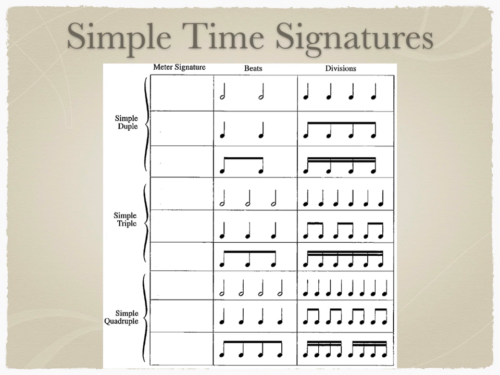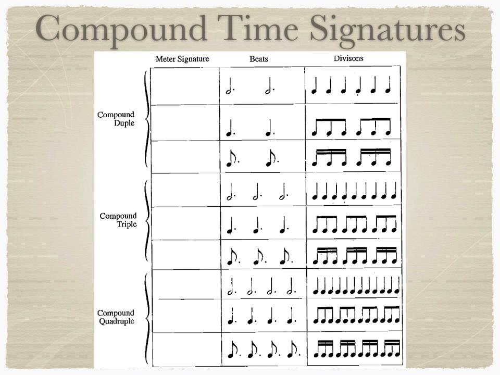All simple meters have either a 2, 3, or 4 as the top number. The duration of the beat is the bottom number. Check out this chart for a graphic view of some common simple meters. All compound meters have either a 6, 9, or 12 for the top number. The duration of the divisions gives the bottom number. Check out this chart for a graphic view of some common compound meters.